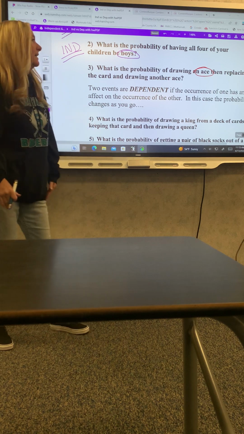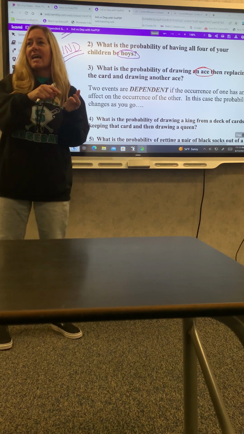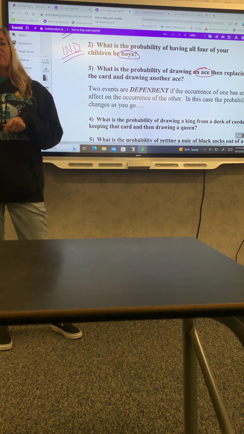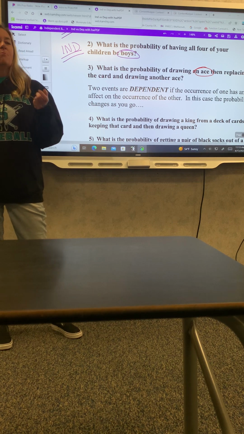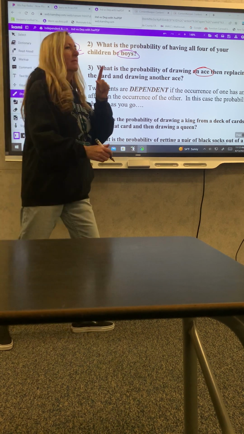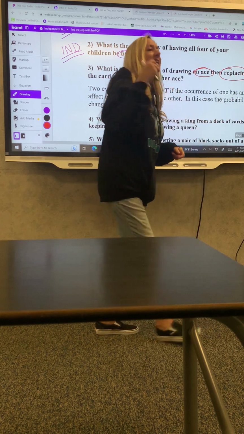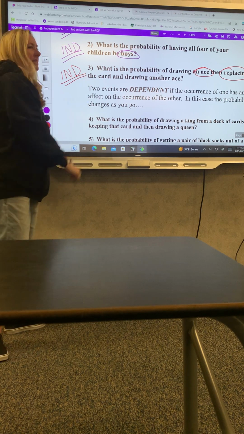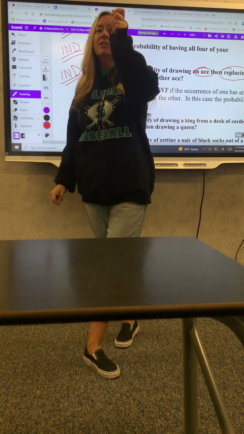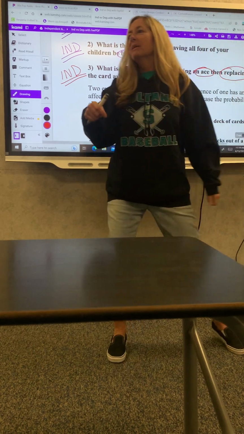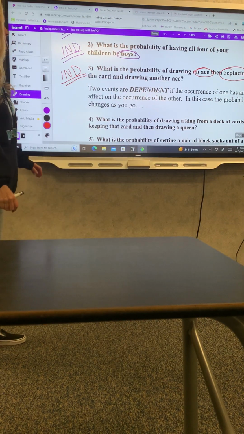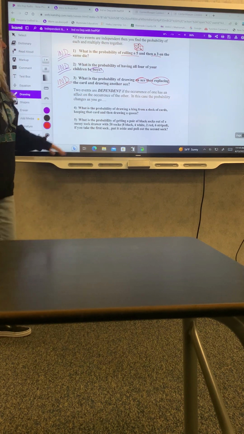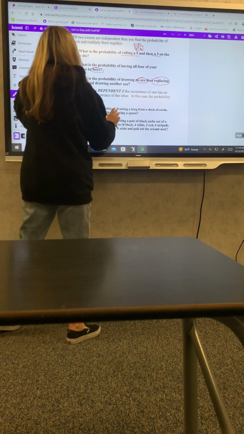You guys seen an ace before? Yeah. Big, pretty A. And then it says replacing it in the deck, like shuffling it back up, and then picking another ace. So does the first ace have an effect on the second ace? Well, there's one key word. What is it? Replacing. Because you replace it and you're starting over, it is independent, which would be totally different than if I looked at the card and I set it out and then I picked again. Then it would have an effect. All right, everybody understand independent? Pretty simple. Okay, everyone highlight dependent.